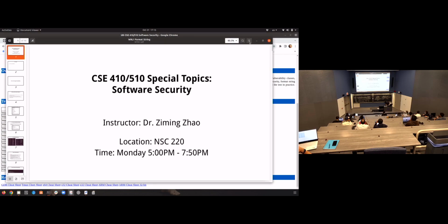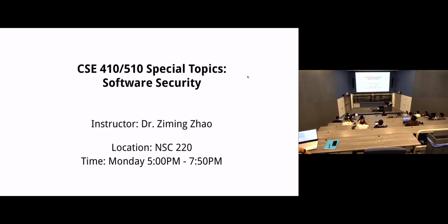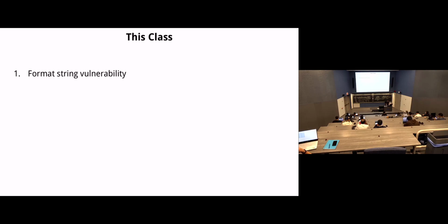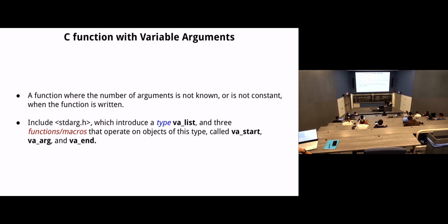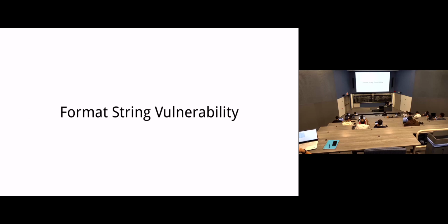Okay, let's go to the second half of this semester. We talk about more advanced attacks. The first one we want to talk about is called format string vulnerability. This is a vulnerability in C code. This one is a little bit tricky to understand, so stay with me today.